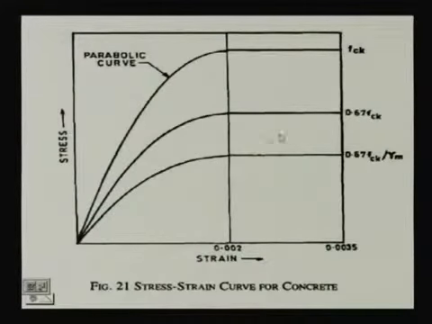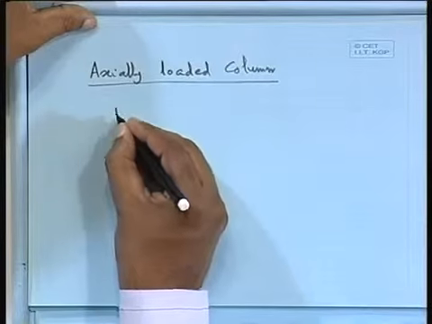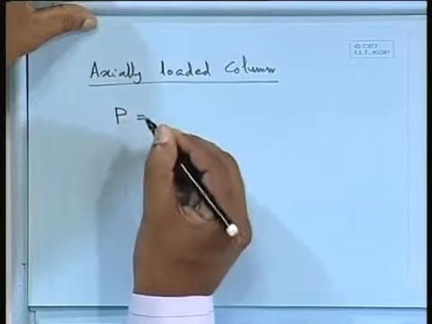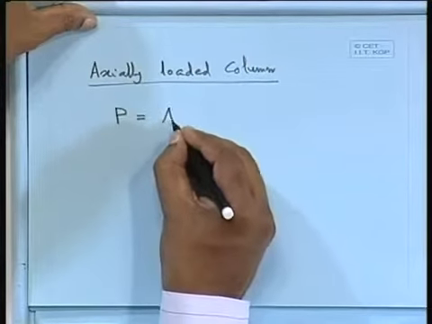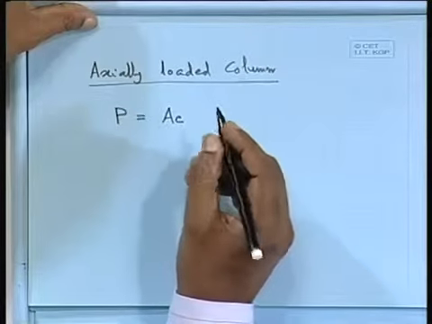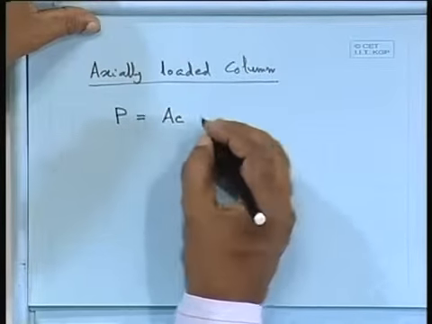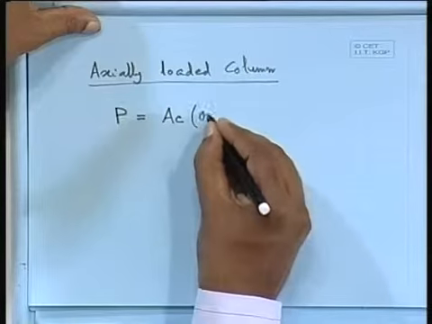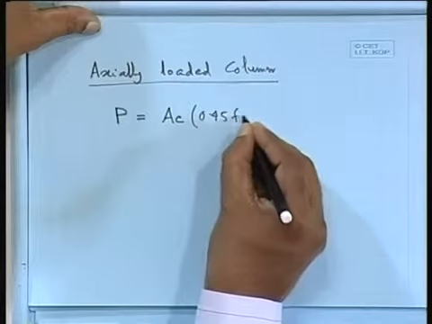So if we take 0.002 strain, we are getting the stress in concrete, which is nothing but 0.45 FCK. We can take it as 0.45 FCK. So what is the value of P then? P will be equal to the area of concrete, AC, times 0.45 FCK.